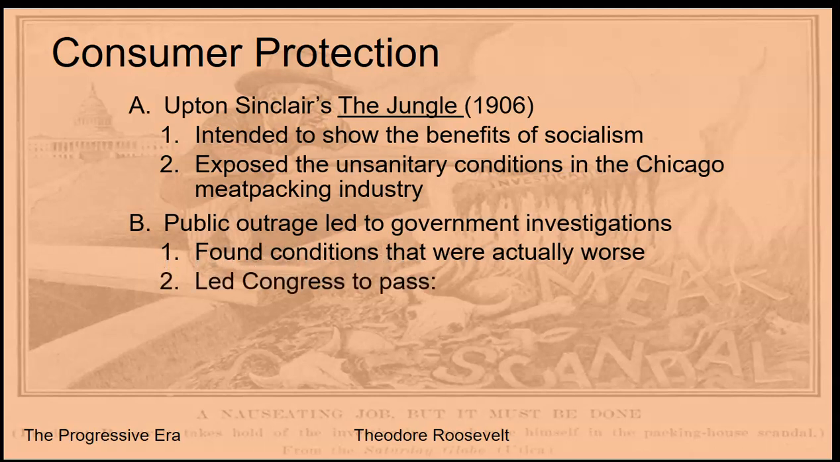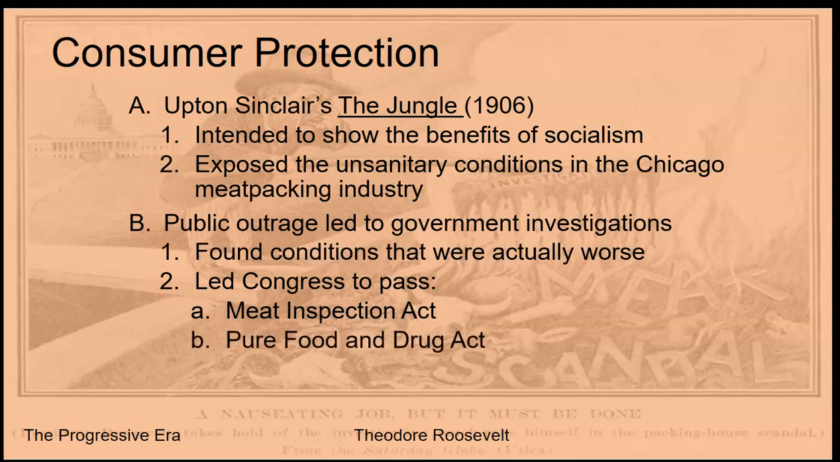And so Congress is going to pass two laws as a result of The Jungle. The first one, which we might say is the most important, is the Meat Inspection Act. The government is going to go through and inspect the meat processing plants and make sure that they are cleaner than they were back then. This next law, the Pure Food and Drug Act, is sometimes called a companion law. The Pure Food and Drug Act simply says that if you're going to label food or drugs as a certain thing, it had better be that certain thing.